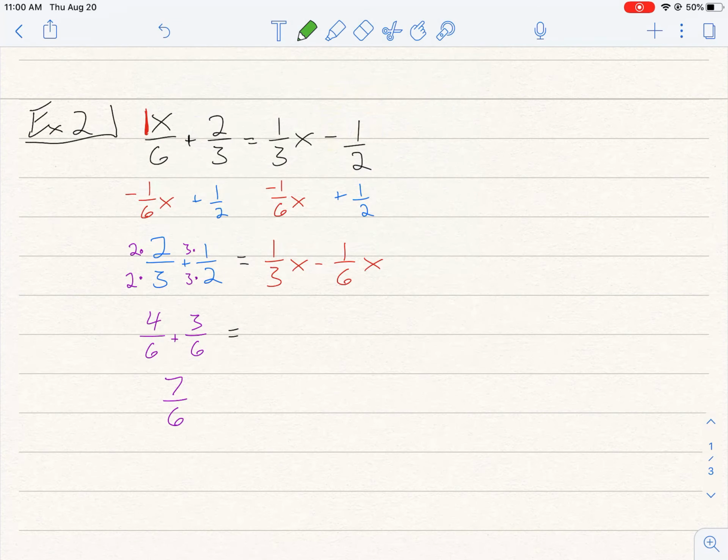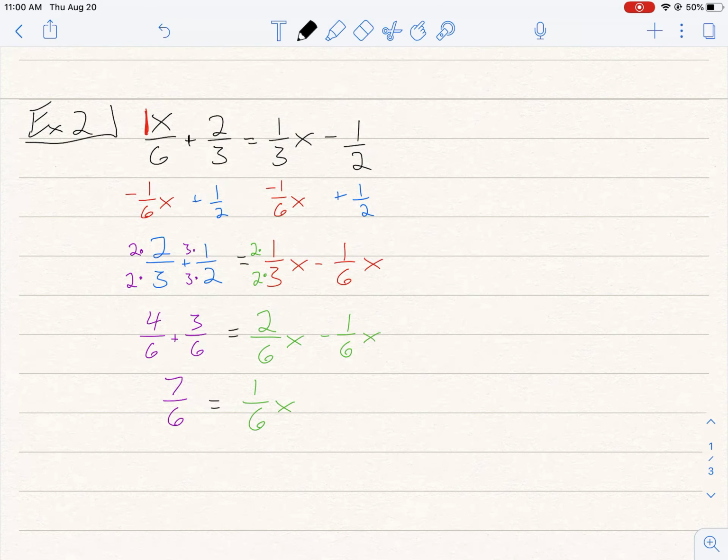Now I'm going to do the same thing on the right side, except this one I only have to multiply by 2 to the 1/3 because 6 is my common denominator. So I get 2/6x minus 1/6x. 2 minus 1 gives me 1. So 1/6x. And then those are equal.